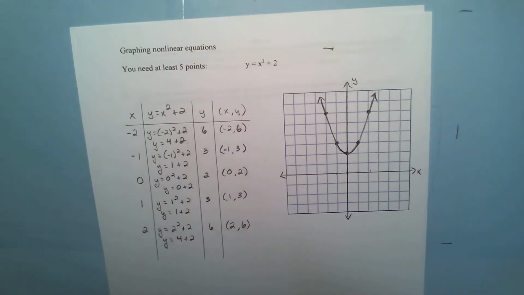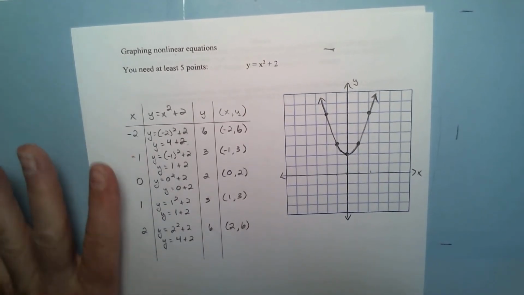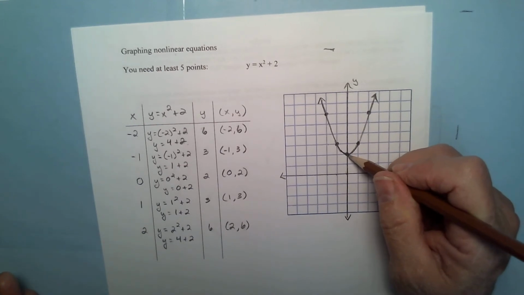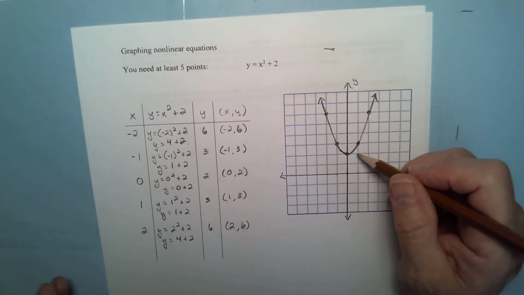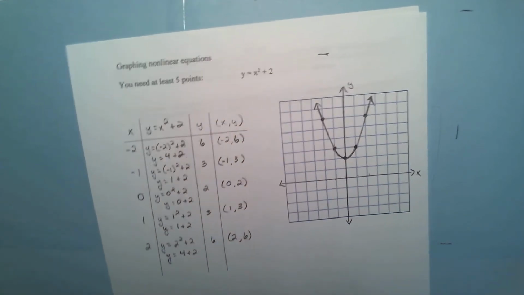Okay, that's a quadratic. So if you have something that's nonlinear, it takes more than 3 points, because if I just did this one and this one, you'd think, well, something's wrong because they're not lining up. Well, they don't form a line. It's not a linear equation.